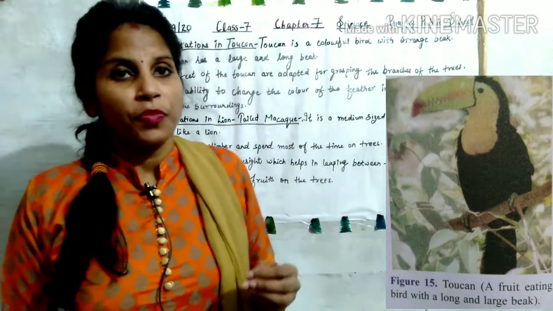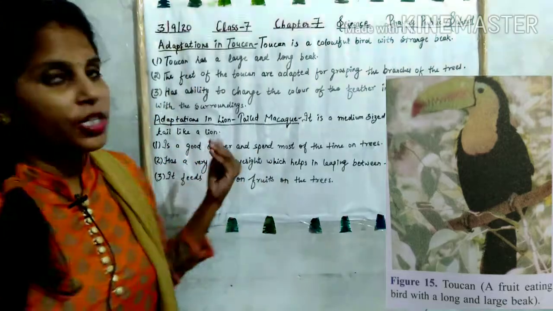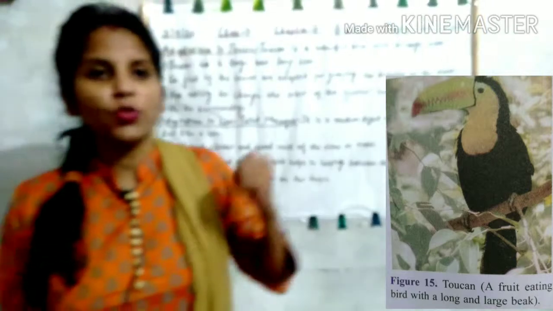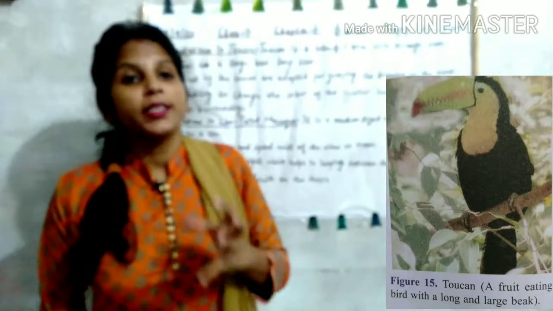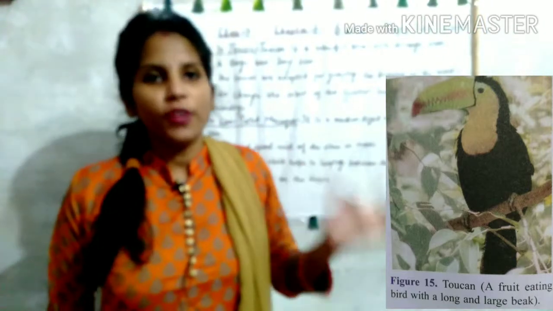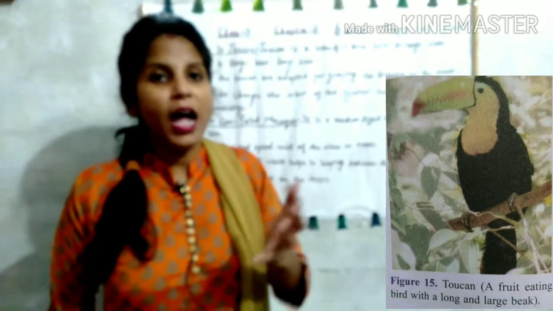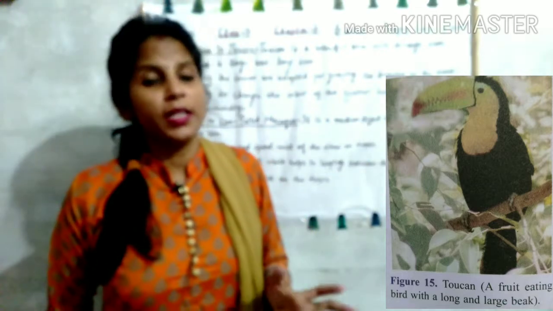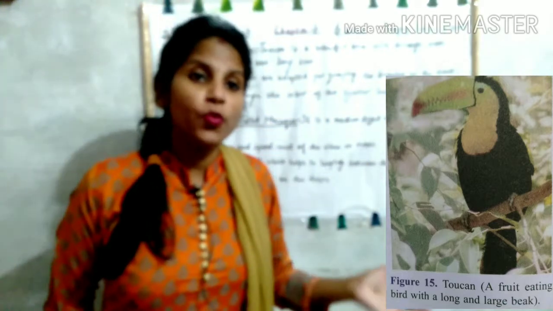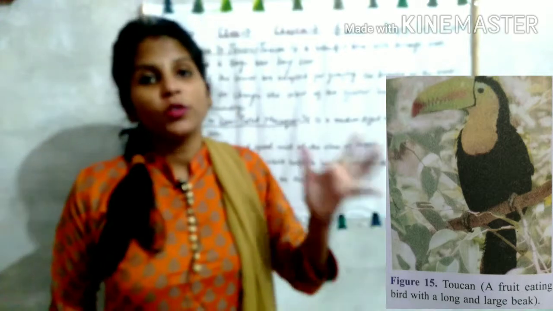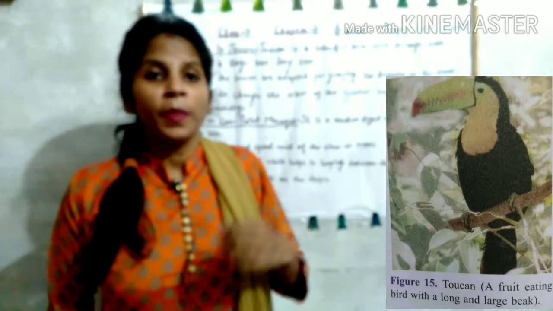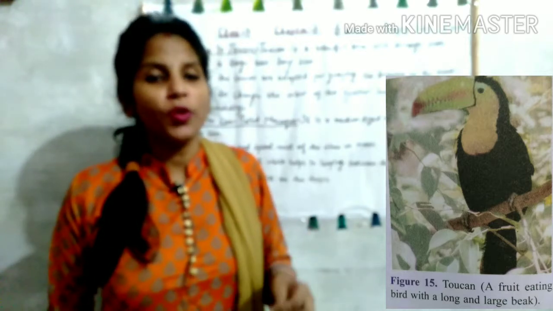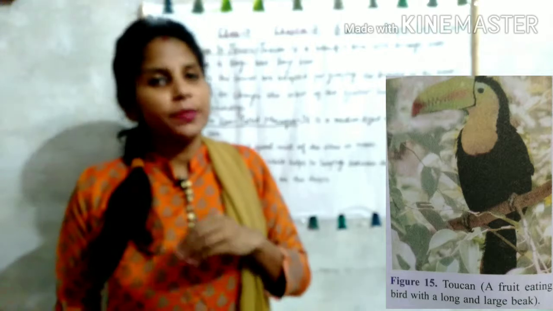Okay, so now we will see the adaptations of the bird. First one, toucan has a large and long beak. As you can see in the figure, toucan is a colorful bird with colorful feathers, and it has very long and large beak through which it can reach the fruits very easily. It can reach to the unreachable fruits that are very far away, that also can be taken away by the toucan with the help of long and large beak, and it can store the extra fruit in its beak also.